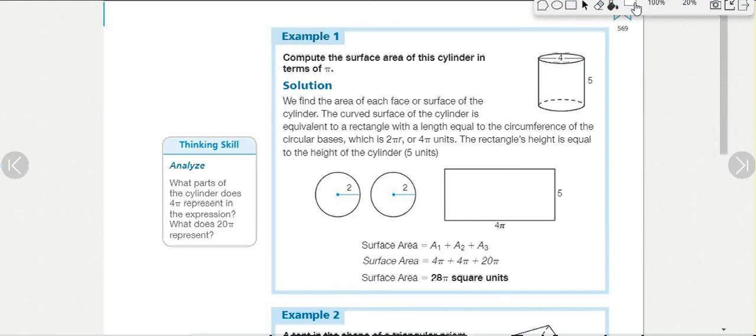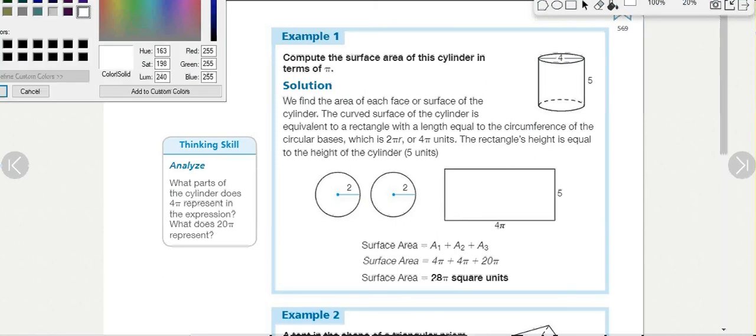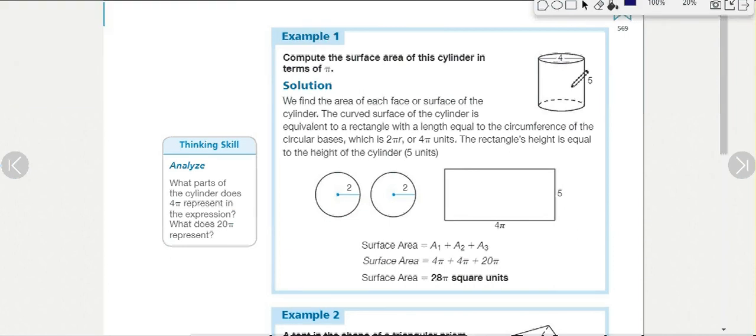I don't know why it keeps using white. There we go. Hopefully that works.